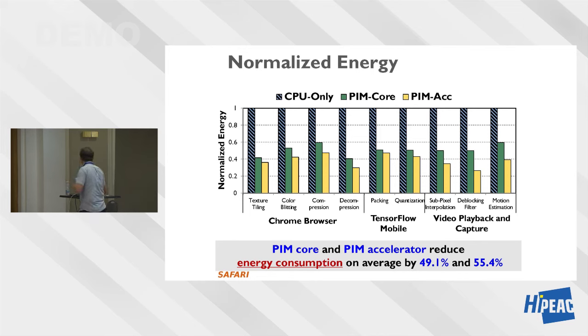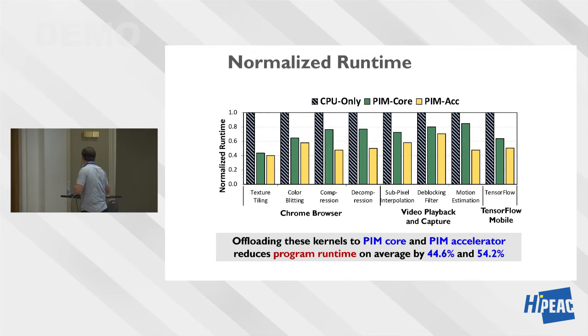And we see significant energy reductions, even if you offload it to a simple, general purpose core. And if you actually offload to an accelerator, you get even more energy reduction. In more complicated functions, you see that you get even more energy reduction by doing acceleration as opposed to general purpose cores. That's energy, this is runtime.